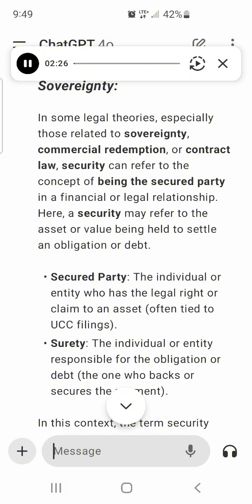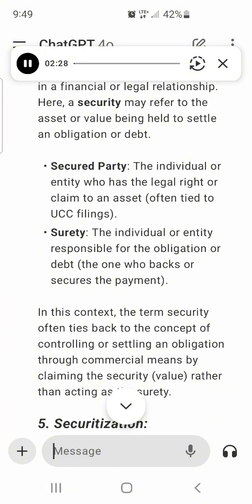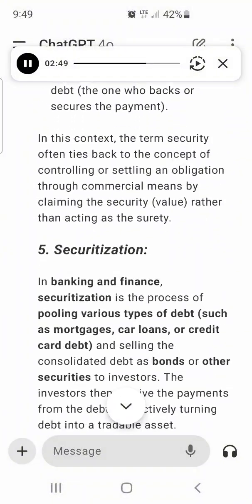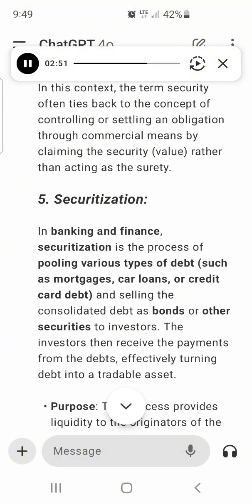Secured party: the individual or entity who has the legal right or claim to an asset, often tied to UCC filings. Surety: the individual or entity responsible for the obligation or debt, the one who backs or secures the payment. In this context, the term security often ties back to the concept of controlling or settling an obligation through commercial means by claiming the security, value, rather than acting as the surety.